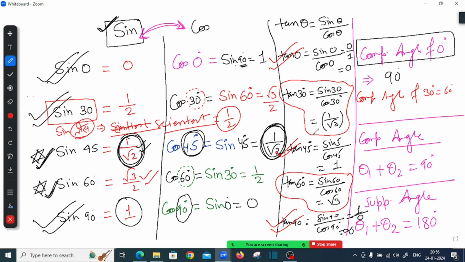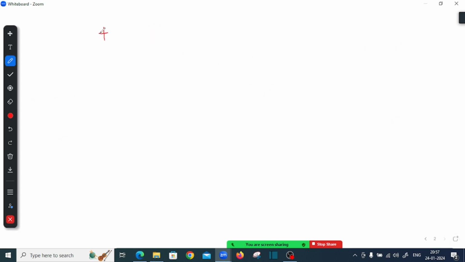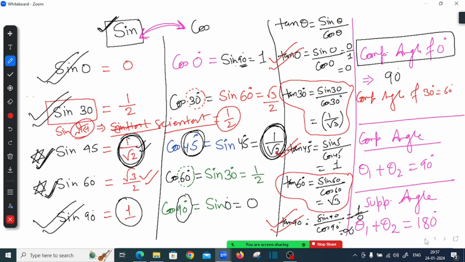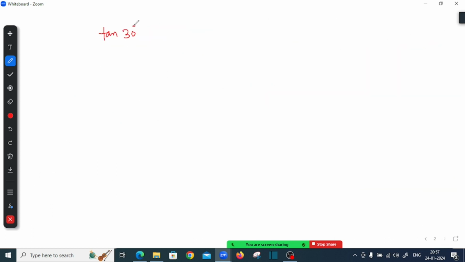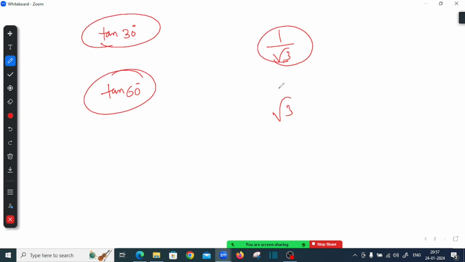You can get rid of this confusion very easily. I am giving you another method for tan 30 and tan 60, to minimize my time in recalling tan 30 and tan 60. See, tan 30 degree and tan 60 degree, and you have 1 upon root 3 or root 3. Just you have to select these pairs.